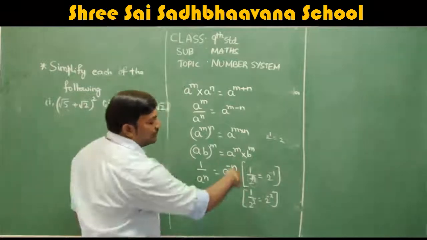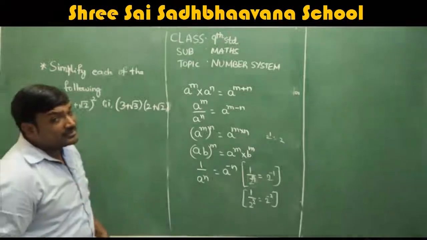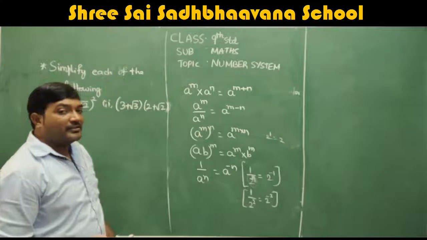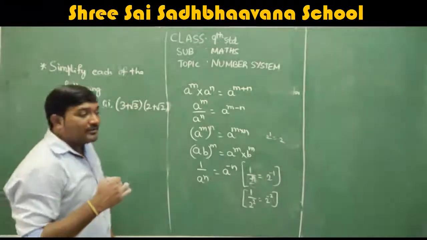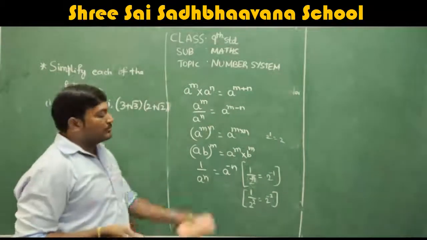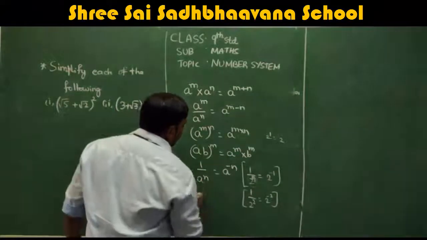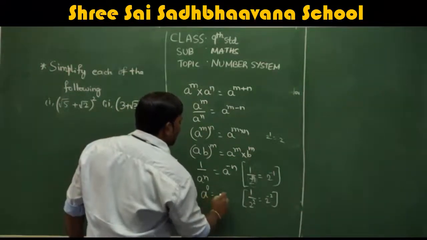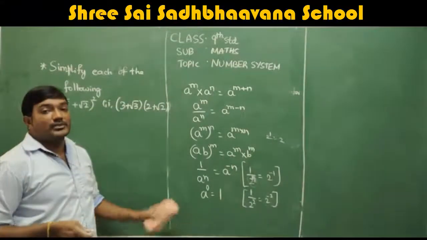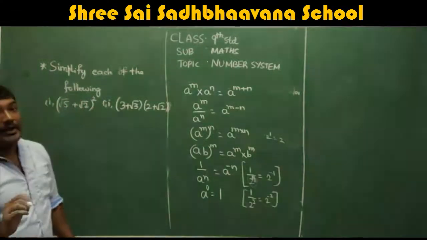So here the power is positive. When it comes to the numerator, the power becomes negative. That is this formula. If it is 1 by 2 power 3, what will be the answer? 2 power minus 3. 1 by 2 power 4, what will be the answer? 2 power minus 4. So the exponent of the denominator will become negative. That is the only thing we are doing here. Okay. So 1 by a power n is a power minus n, and a very important basic formula is anything power 0. Just for your understanding I wrote a power 0. Anything power 0 is 1.